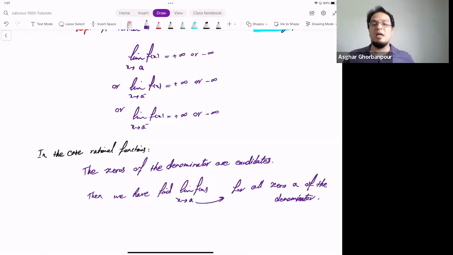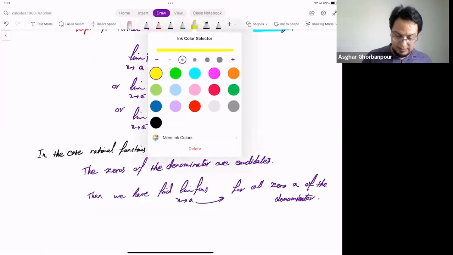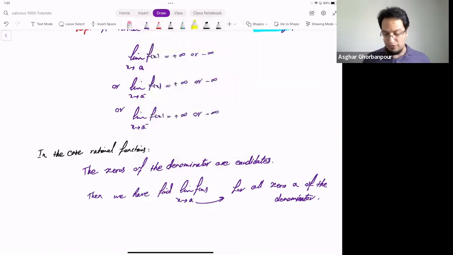I have seen that when students are asked to find the vertical asymptotes of a rational function, they only do this part. Well, they say, okay, zeros of denominator, done. These are vertical asymptotes. That's wrong. You have not done enough, and your answer might be wrong. You have to start with them. These are only just the candidates.